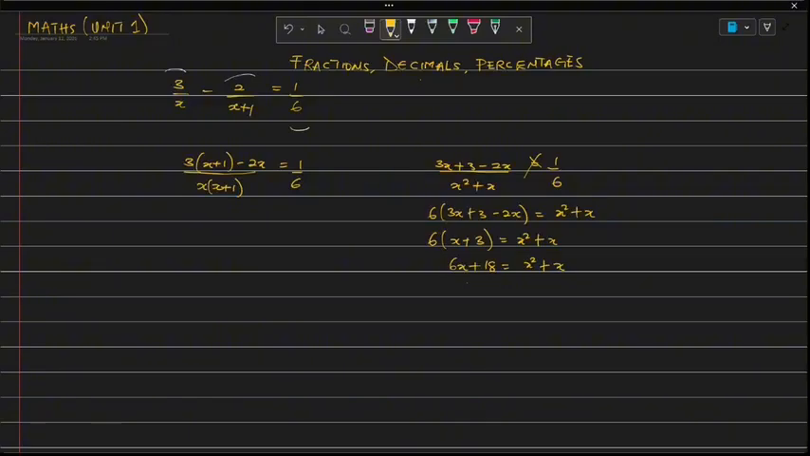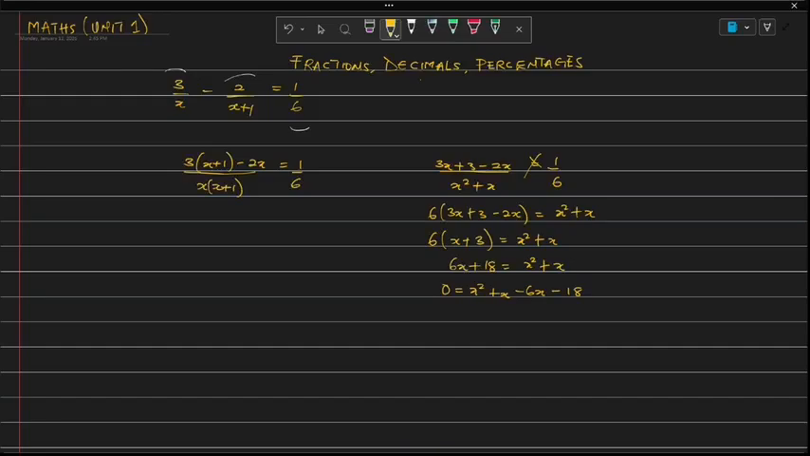Once you see the power of 2 on a variable, and that's the highest power, you know there's a quadratic equation lying down somewhere. So let's find it out by moving everything to one side. So let me move all of this to the other side. So it becomes 0 is equal to x squared plus x. Now 6x went to the other side, so it became minus 6x. And 18 also went to the other side, which became minus 18.